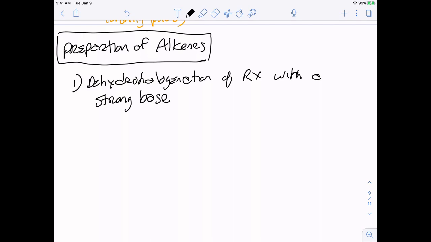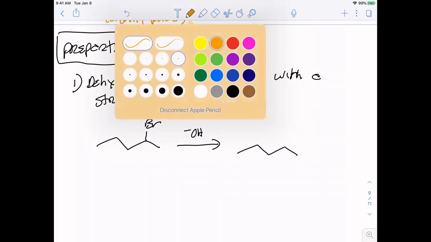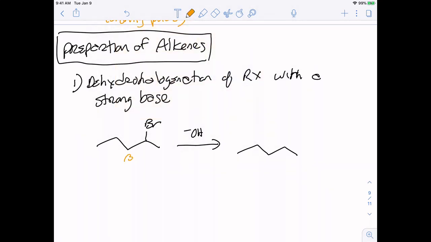So I have an alkyl halide here. And then I'm just going to use hydroxide, but it could be a different strong base. And I'm going to end up removing my halogen and then a hydrogen on one of the beta carbons. So we can remove one from that carbon or this carbon.